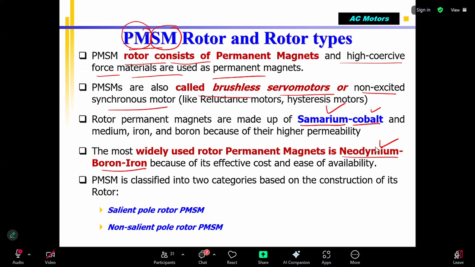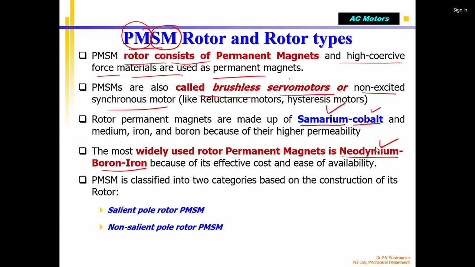Instead of having an electromagnet rotor, it has a permanent magnet rotor. That's a different name: brushless servo motor, or non-excited synchronous motor, also they call it. Sometimes they call it reluctance motor, hysteresis motor. These are other names in books. That's why I'm just highlighting.